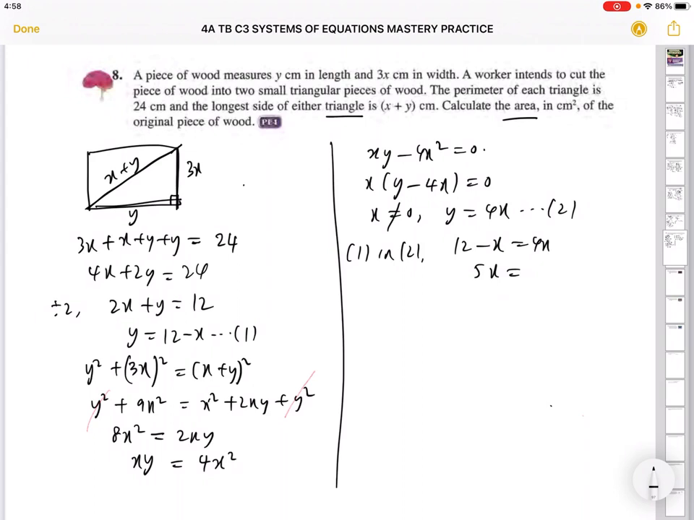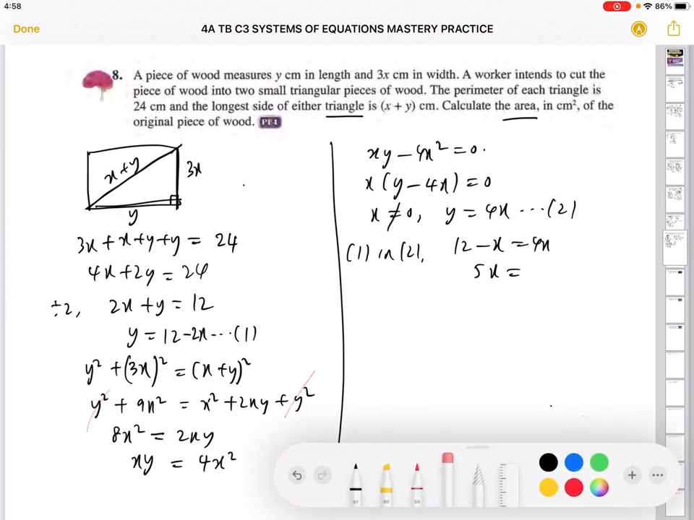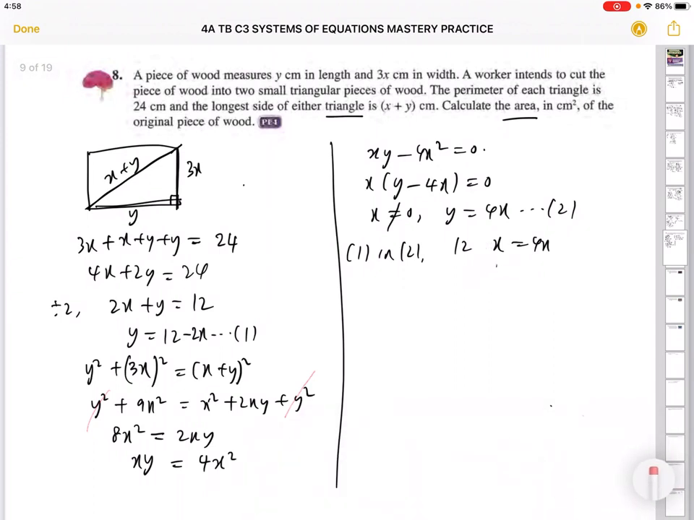Wait, is there a problem here? This one, 8x squared equals 2xy. So can I cancel? This one should be xy equals, yep, we can take out x, leaving y equals 4x. Oh, I think I made a mistake here. This is 12 minus 2x. Okay, sorry, I realized my mistake. This is 12 minus 2x, guys. No wonder, right? So you get the same solution, just I made a mistake here earlier in the first part. So when I bring over, 6x is 12, x is just 2.